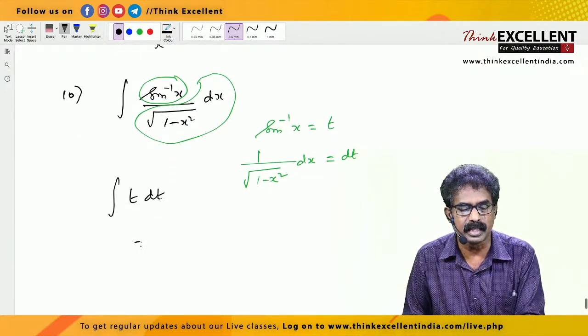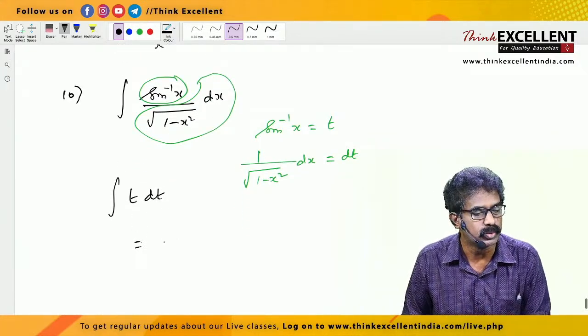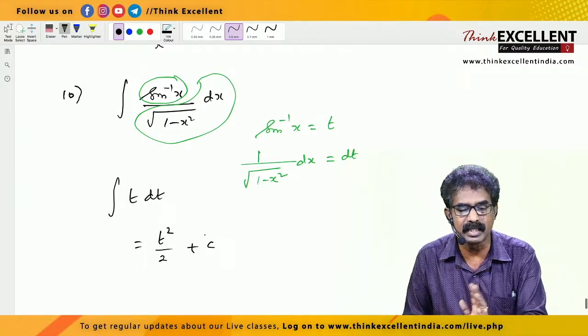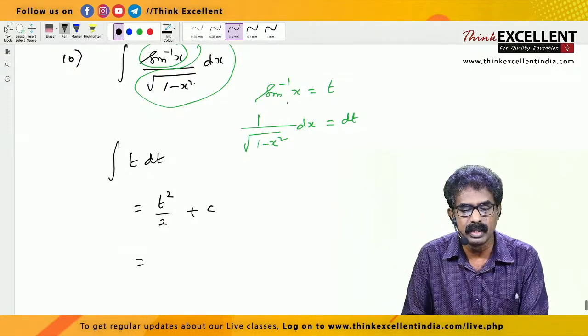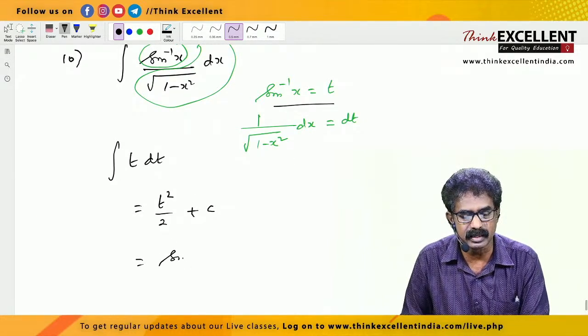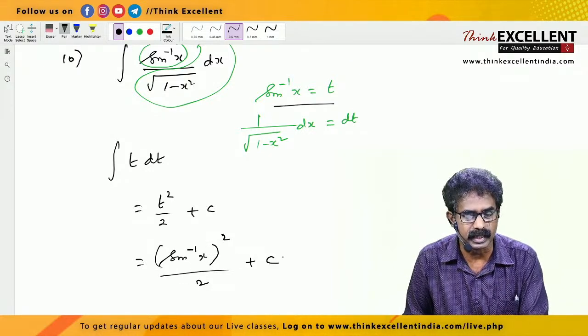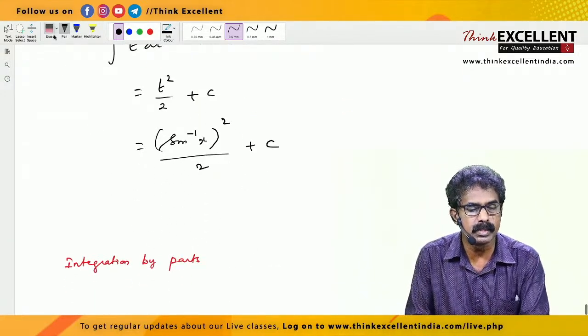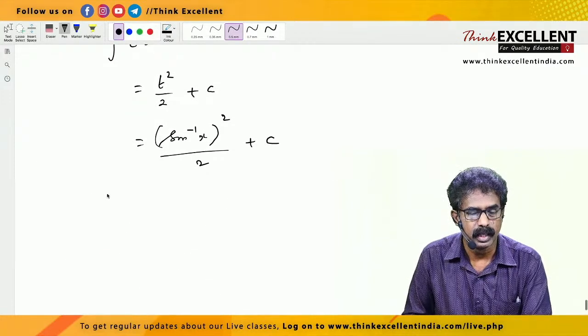Now integration of x with respect to x is x square by 2. So integration of t is t square by 2 plus c. Finally, give the value of t. What is the t value? Sin inverse x. So your answer is sin inverse x the whole square by 2 plus c. Okay, so this is how you have to use the substitution method. Now let's move on to question number 11.